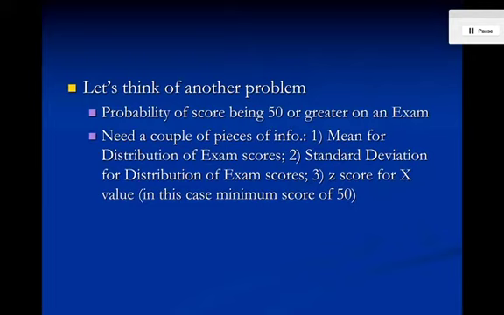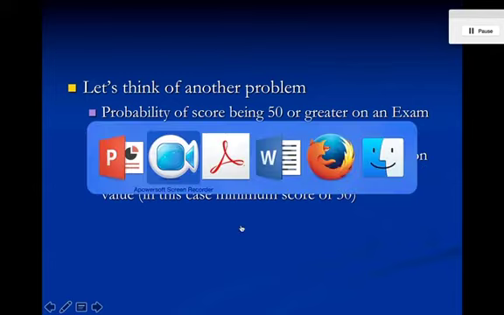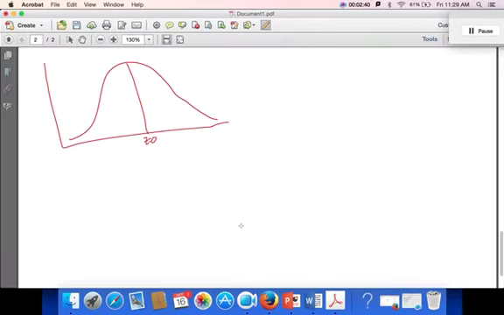So here I may have some unknown factors: I don't know what my sample size was, and I don't necessarily know what everybody got on the exam. I only know what my minimum value is, and I want to know the probability of people scoring above that minimum value and greater. So again, I need to know my mean and also my standard deviation for that specific distribution of exam scores. Let's take an example of this.